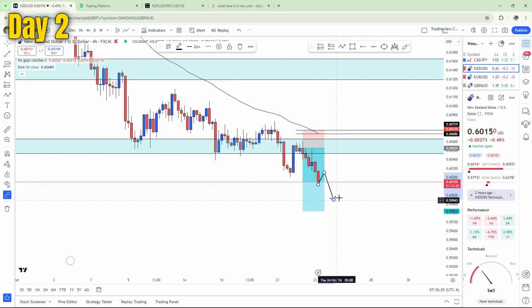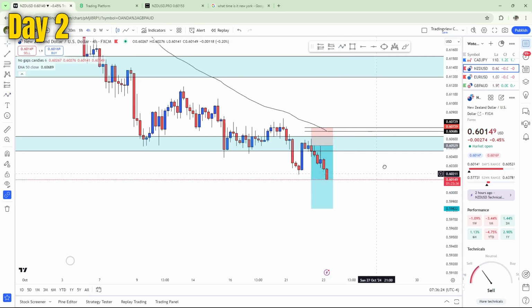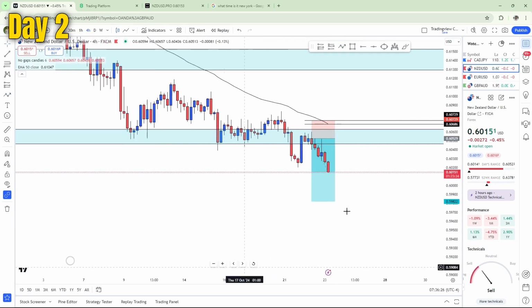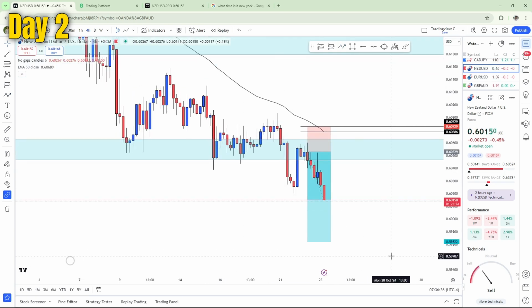So if I see that pullback, I won't get scared. If you see that pullback, try not to get scared. And then we just continue to watch price throughout the week. So I'll get back to you guys on the next trade update.